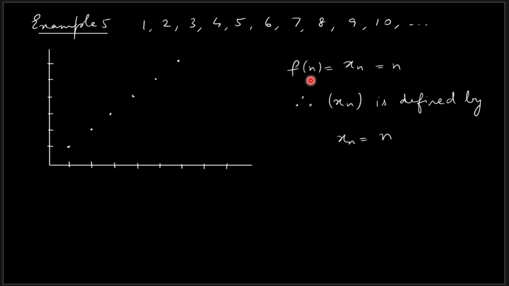Now since the first term is 1, second term is 2 and so on, we can say that the nth term is nothing but n, right? So that's what is written here. f of n is the nth term. The nth term is denoted by the symbol xn for simplicity, and it is nothing but n. So the sequence xn is defined by this rule: xn, the nth term, is equal to n.